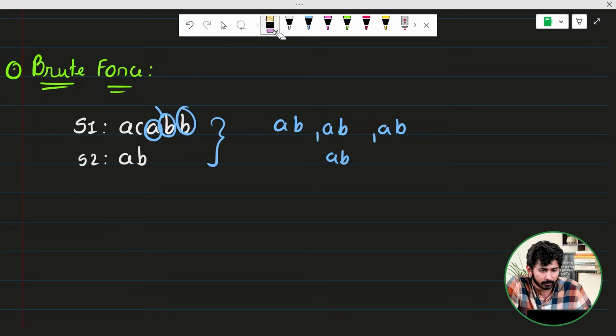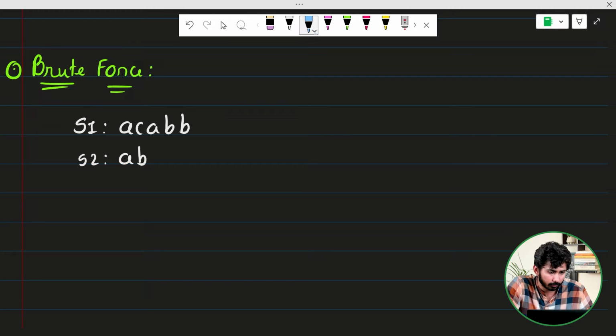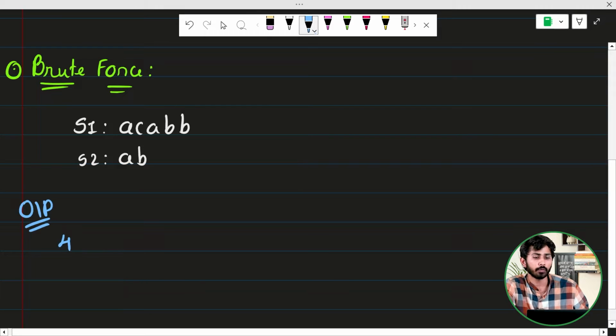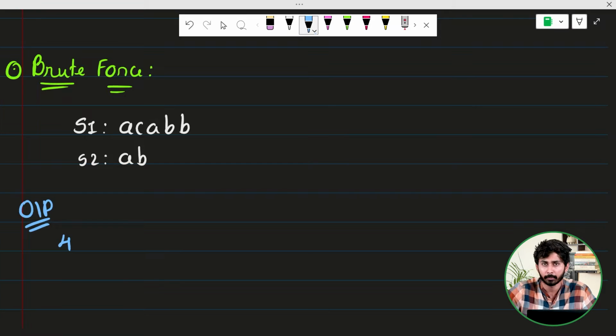So for this test case, the output comes out to be what? It comes out to be 4. Okay, so this test case gives us the output as 4. Okay, fine. Now how to find out all the subsequences and how to basically approach in that manner.